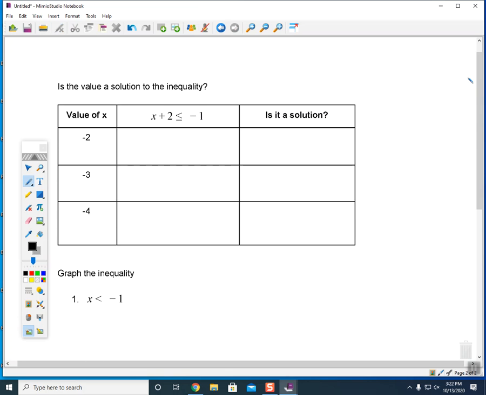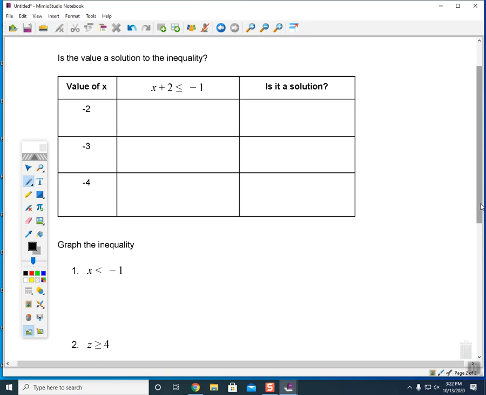So we're going to look at here then, is this value a solution to our inequality? I'm looking at this value of x, plugging it in to this inequality and seeing if it works out or not. So x plus 2 is less than or equal to negative 1. I've got negative 2 in this case, plus 2. I want to know, is that less than or equal to negative 1?